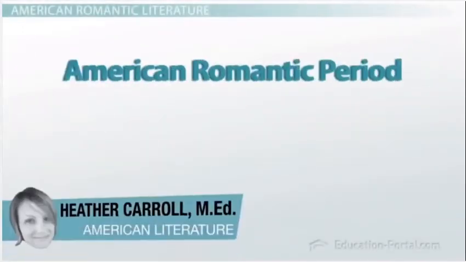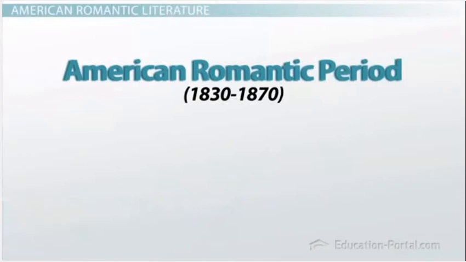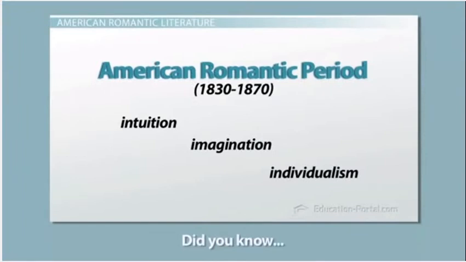The American Romantic period, which lasted from about 1830 to 1870, was a time of rapid expansion and growth in the United States, which fueled intuition, imagination, and individualism in literature.